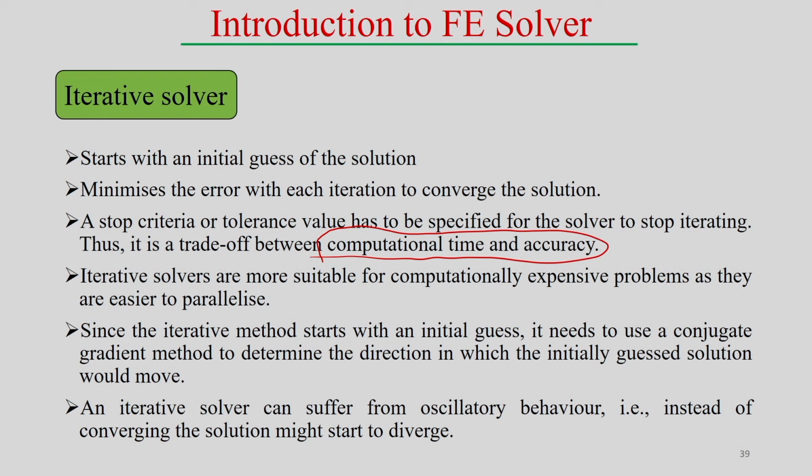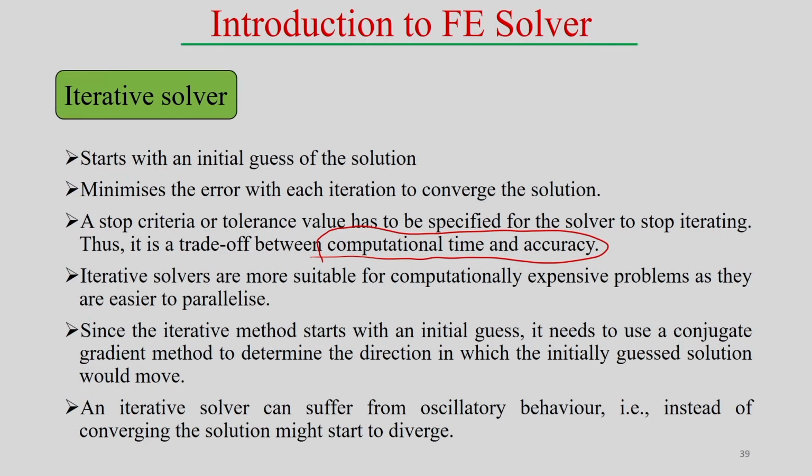So, we cannot expect the exact solution of the equation using the iterative technique. Since we are putting in a stopping criterion or tolerance value, in these cases we can expect an approximate solution of the equation. In that aspect it is different from the Gauss elimination method, because with Gauss elimination you will get the exact solution of the equation.